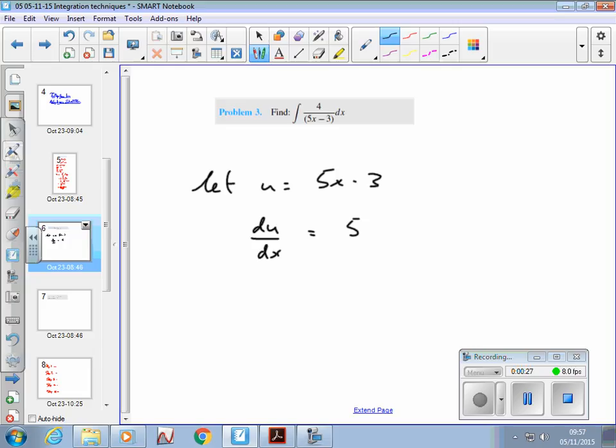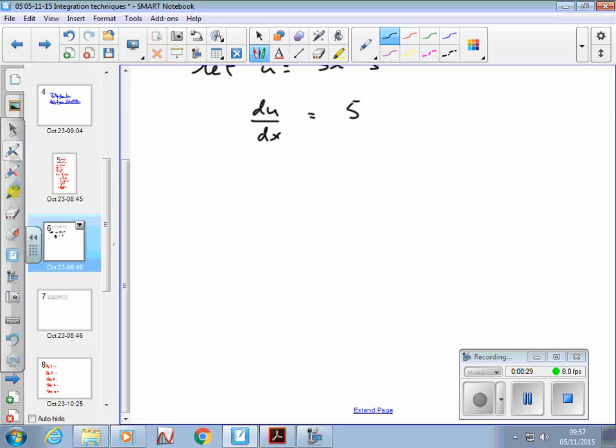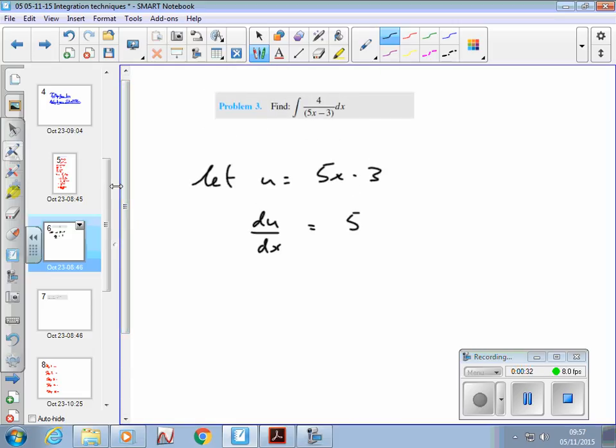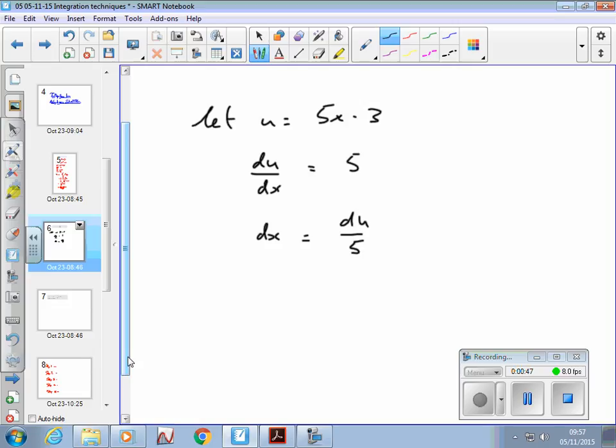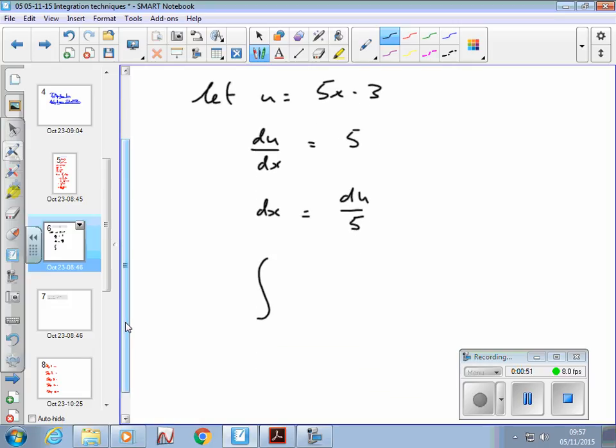So now I can rewrite the integral in terms of u. Carrying on with this, what I can do now is say dx turns out to be du over 5 by rearranging it. So I now know what dx is, and I can now rewrite the integral. The integral becomes 4 over u times du over 5.